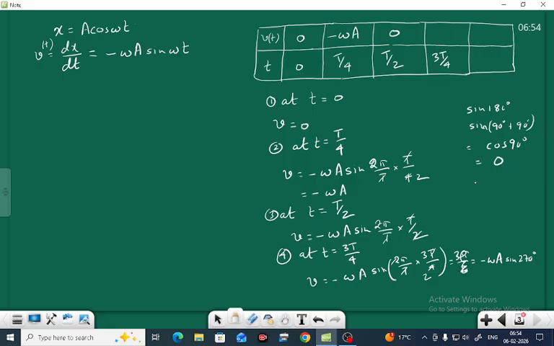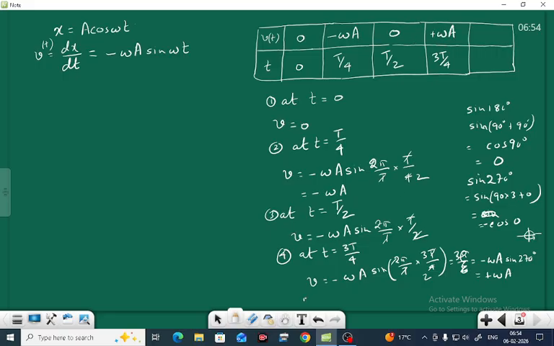Now what is the value of sine 270 degree? You can write it as sine of 90 into 3 plus 0, so sine 90 plus 90 into 3. Sine 90 becomes cos 0. And 270 is in the fourth quadrant, where sine is negative, so it is minus cos 0, minus 1. So we are getting minus 1, so it is plus omega A. So this is plus omega A.